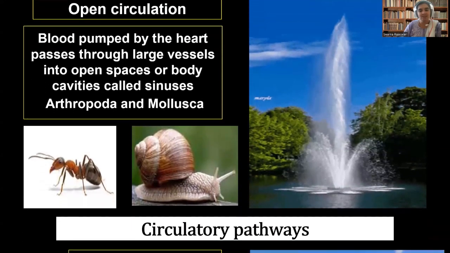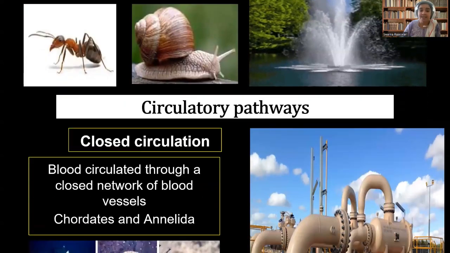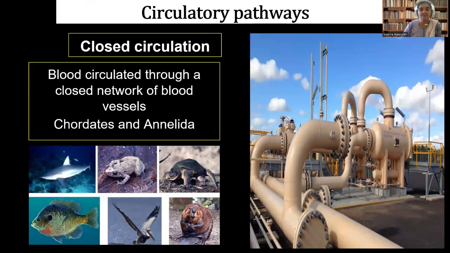When we see the closed circulation, here the blood is pumped into the blood vessels. Blood from the heart is carried through the blood vessels and through the capillaries and supplied to the cells and the tissues present in our body. It is seen in the phylum Annelida and chordates. Here the blood is pumped through the blood vessels, so we call it closed circulation.